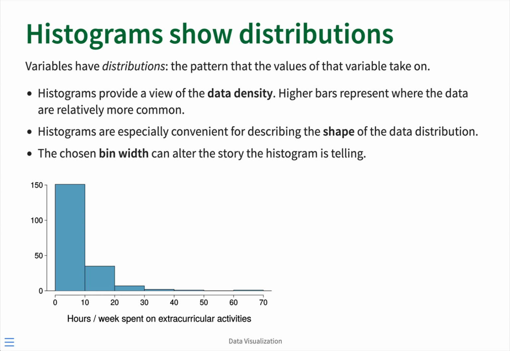As we saw in a previous video, the width or number of bins that we set in our histogram can change the shape of that distribution. So it's important to try a few different bin widths and make sure that you're not accidentally obscuring the true shape of the distribution.